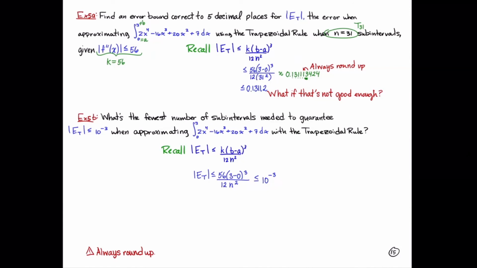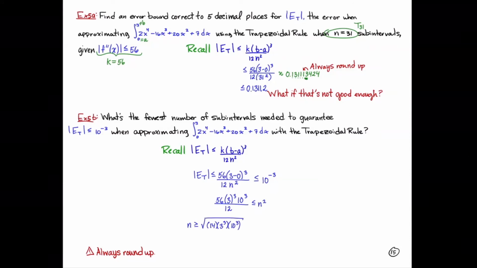Okay, so let's cross multiply here. And that will give us 56 times 3 cubed. And let's multiply both sides of this equation by 10 cubed. And we'll leave the 12 in the denominator. And we'll multiply both sides through by n squared. Solving for n, we have that n is greater than or equal to the square root of 56. Actually, we can simplify that fraction down to 14 times 3 cubed times 10 cubed, but you don't have to. The square root of all of that.